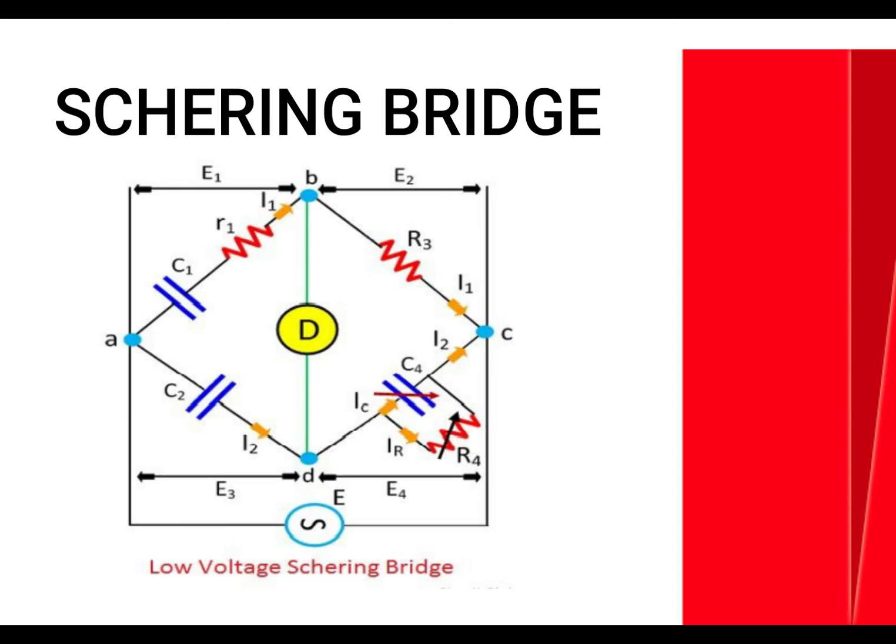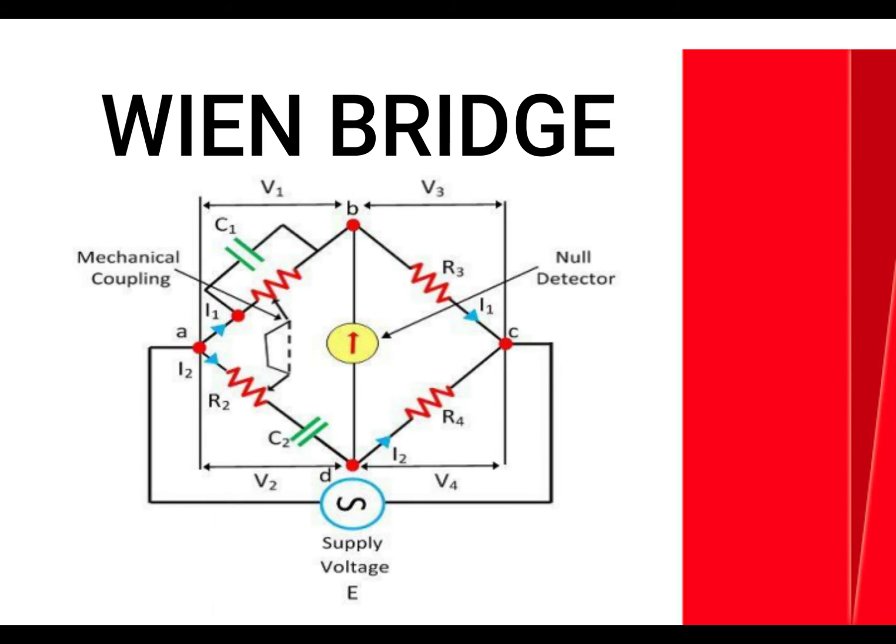Schering bridge. The Schering bridge is used for measuring the capacitance of the capacitor, dissipation factor, properties of an insulator, capacitor bushing, insulating oil, and insulating materials. Wien bridge. The Wien bridge is used in AC circuits for determining the value of an unknown frequency. The bridge measures the frequencies from 100 Hz to 100 kHz.